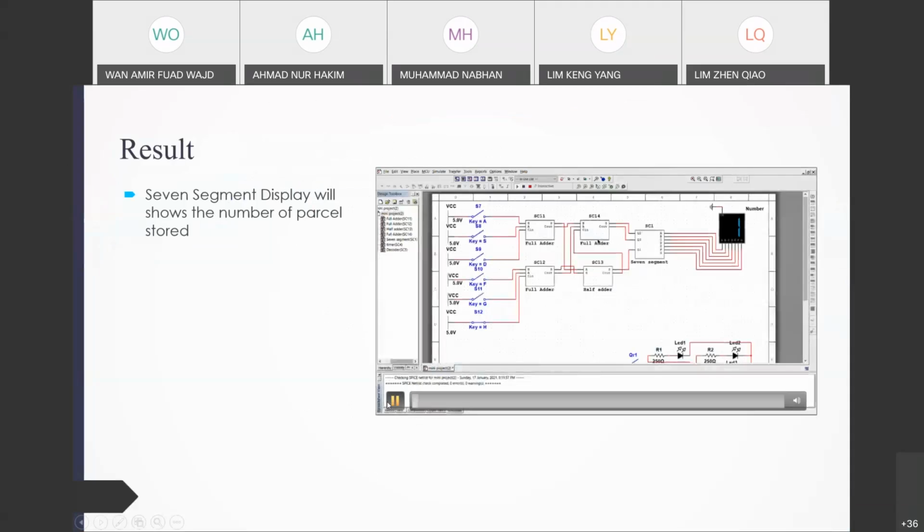So this is the weight sensor system part. As you can see, the 7-segment display will display the number of weight sensors that are triggered, regardless of the order. And our maximum storage is 6 currently.